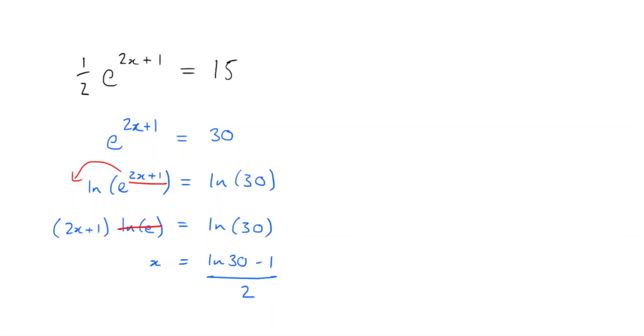And so you can put that into your calculator. Ln 30, hit the equals button. Subtract 1, hit the equals button. Divide by 2. What you should get is 1.20.